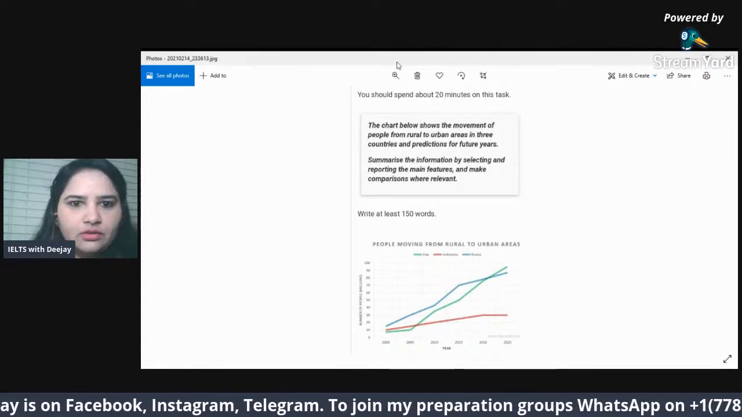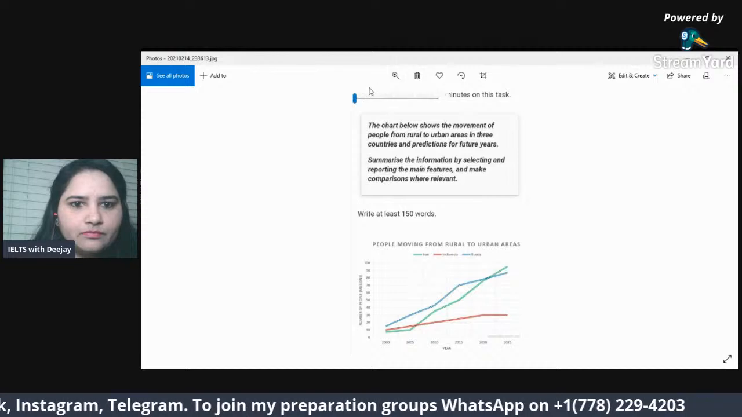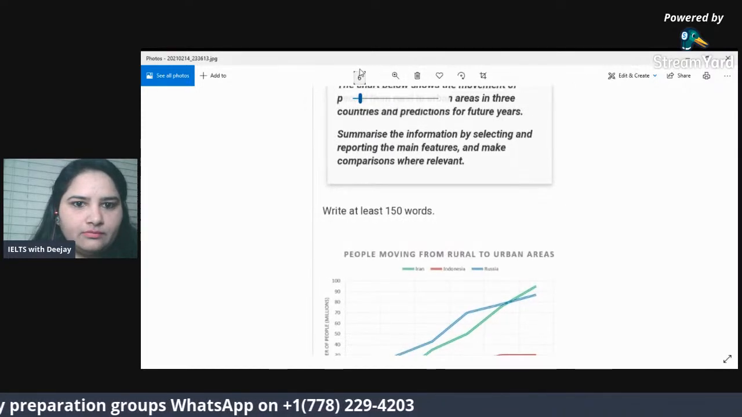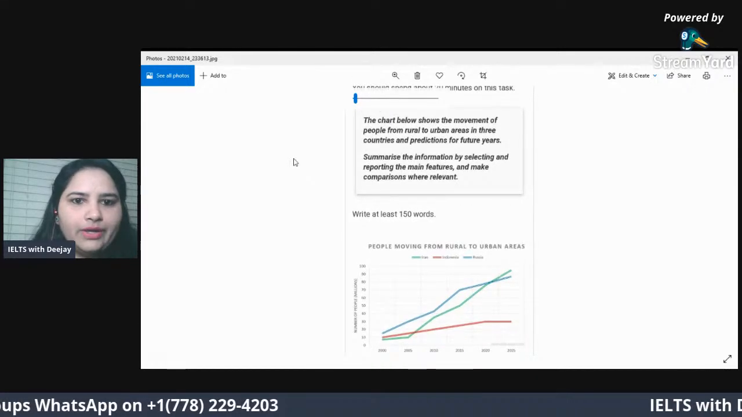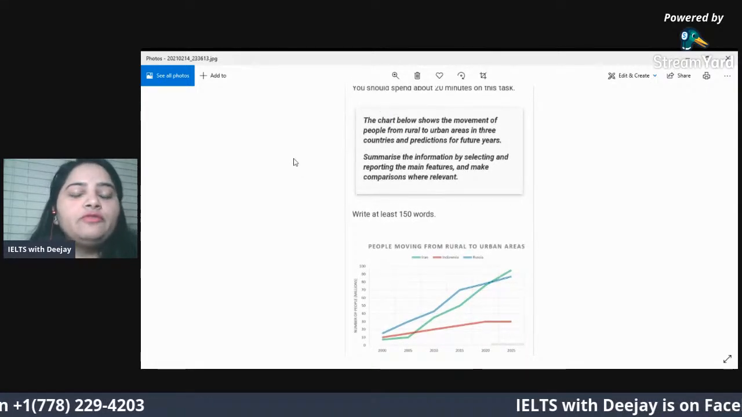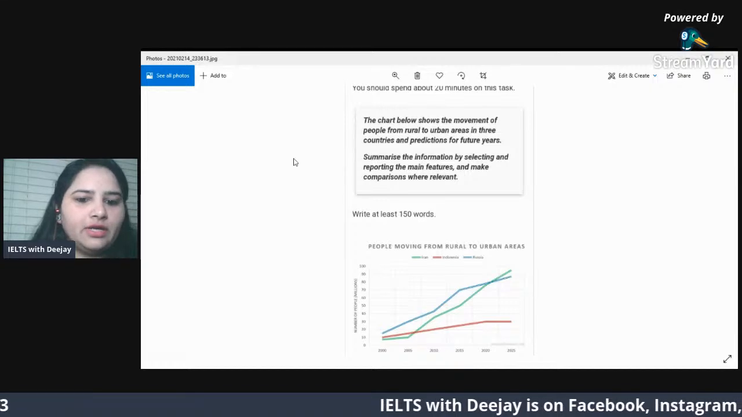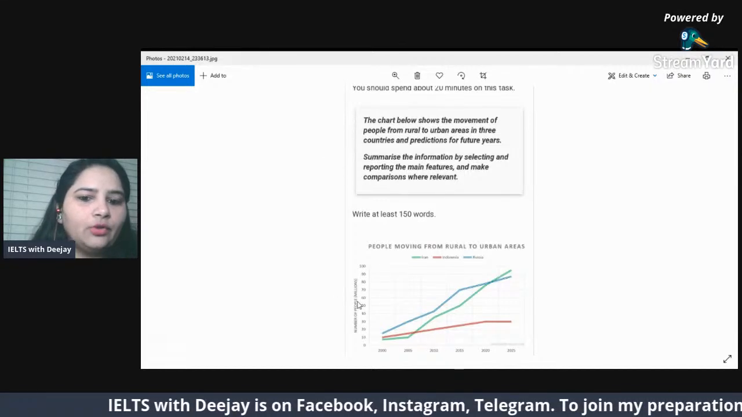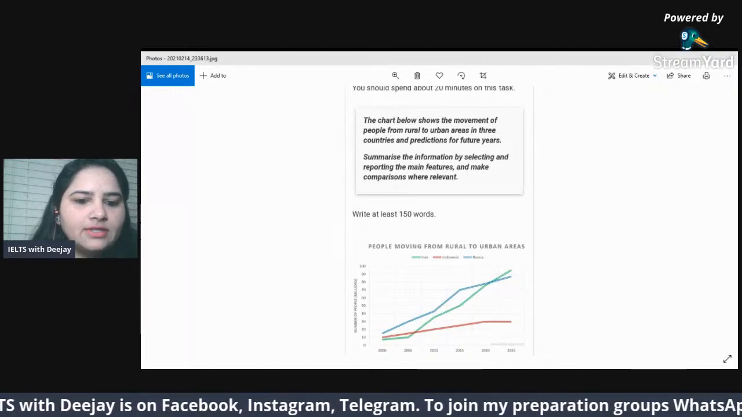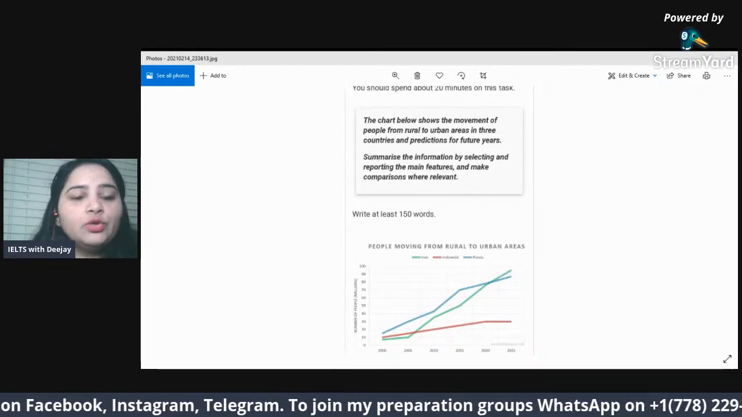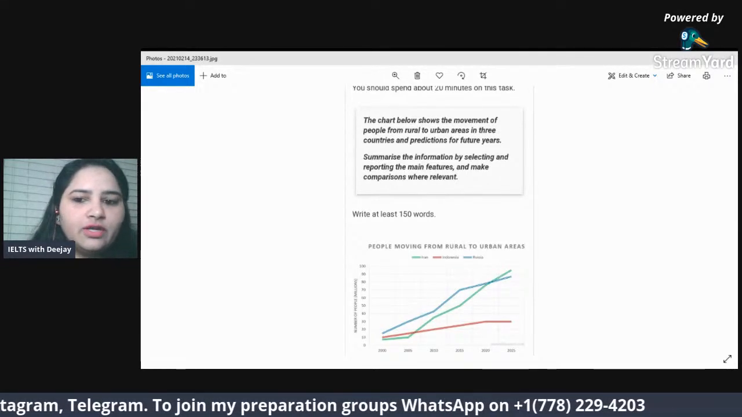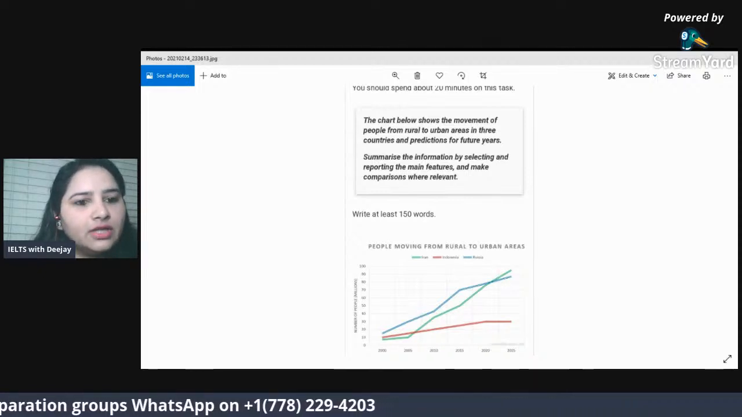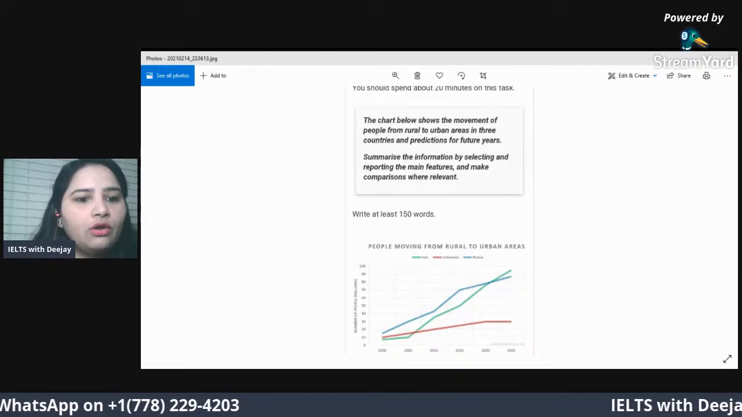I have to zoom it up. Russia. Okay. So they are moving from the rural areas to urban areas. You have to check which lines are there and what they are doing, which is the lowest and which is the highest, and where you are able to see the changes, like if there is a significant increase or when there is a decrease.